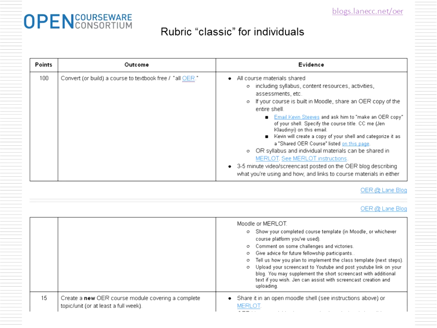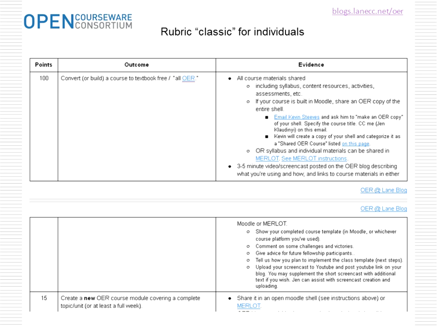So we came up with the design of a points-based rubric system. If you earn 100 points, you get the iPad. You can see I copied a small portion of the rubric here. This is the classic rubric, I call it, for individuals who are looking to convert their course to textbook free. Both of these rubrics are available online, and you're welcome to copy them and use them.